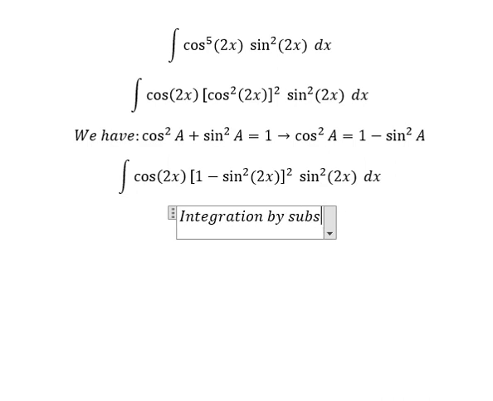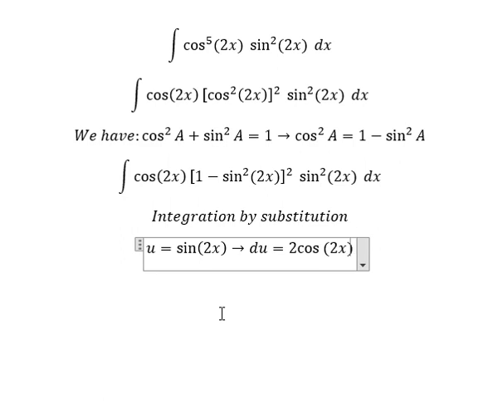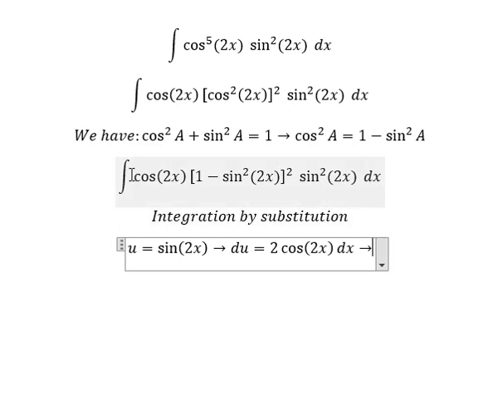by substitution. So I will put u equal to sine 2x. After that, we need to do first the derivative for both sides, and we have 2 cosine 2x dx. Because we don't have number 2, we need to divide both sides by number 2.